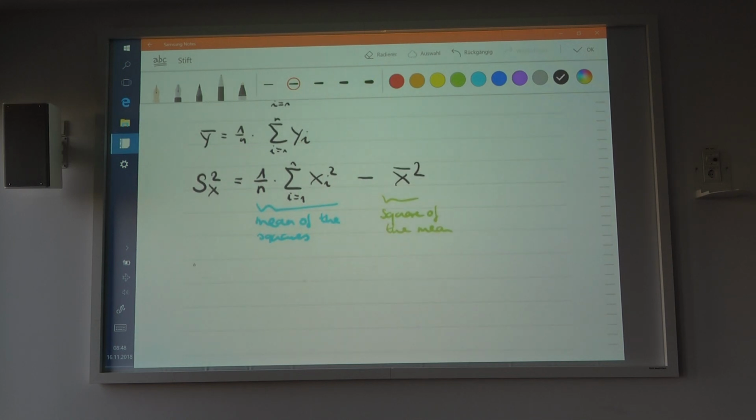And for y, it's going to be the same. All I'm doing is replacing the observations of x by the observations of y. So then you can add this: the empirical variance of the variable y. Again, same thing, mean of the squares minus the square of the mean. We'll later have a little example, so you'll help me out, hopefully.